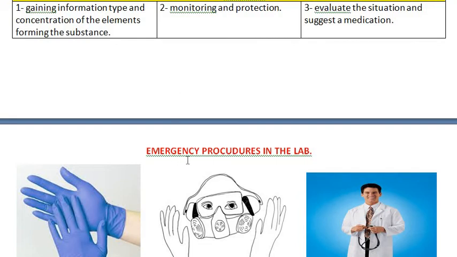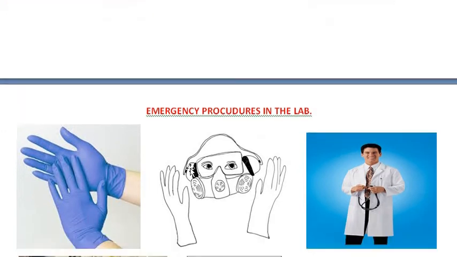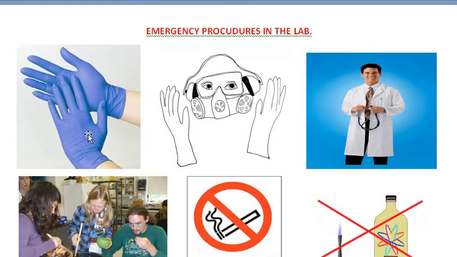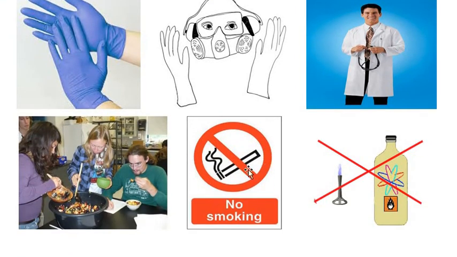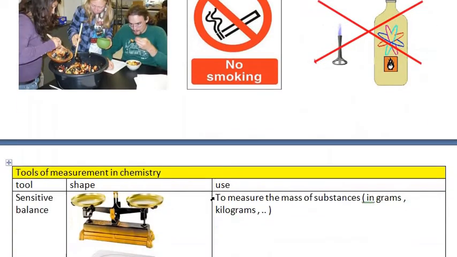What are the emergency procedures in the lab? Gloves, protective glasses, special clothes, no smoking inside, no eating inside the lab, and no using fire, especially when it is close to inflammable liquids.